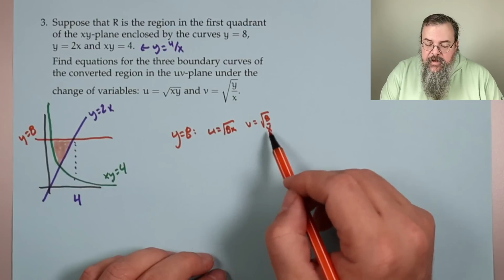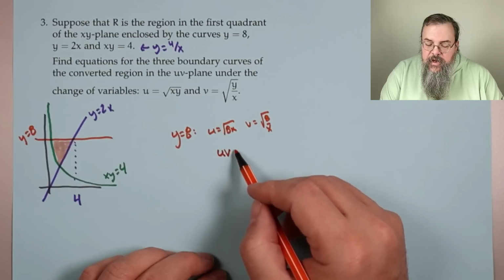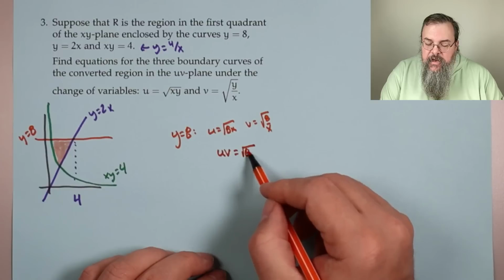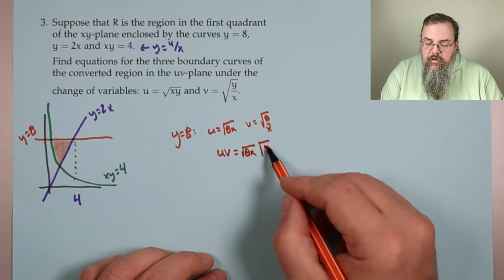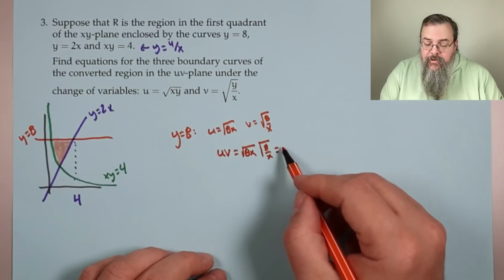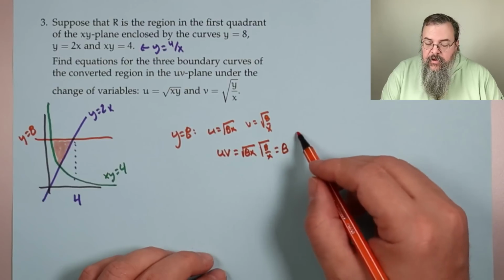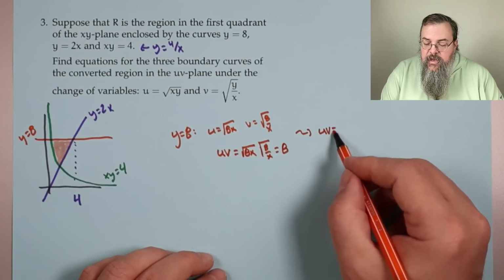Here it's like you have a square root of x downstairs. So if you were to multiply them together, u times v, you would get square root of 8x times square root of 8 over x, the x's cancel. Square root of 8 times square root of 8 is 8. So y equals 8 really is uv equals 8.